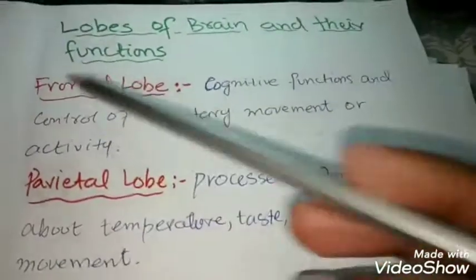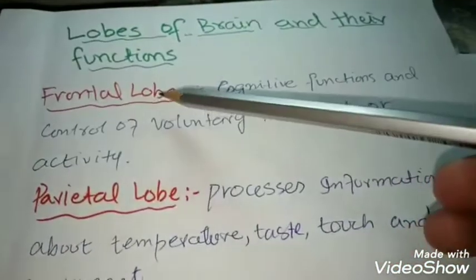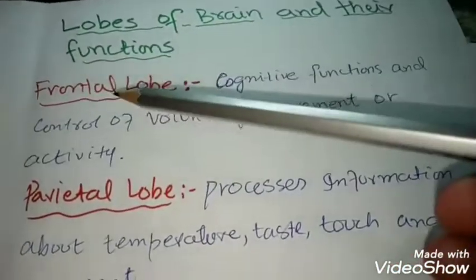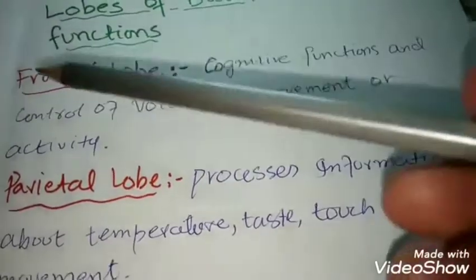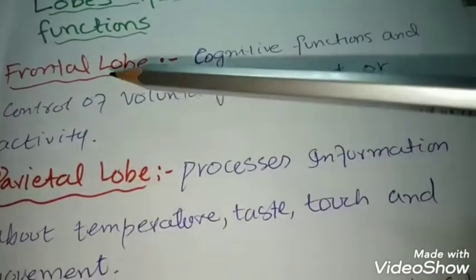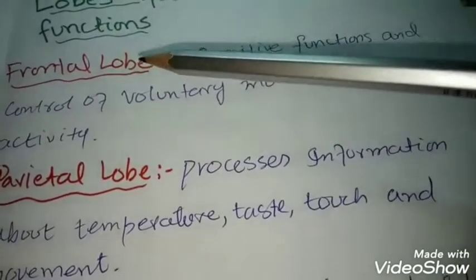Just like frontal lobe is behind the frontal bone. Frontal bone makes your forehead. Frontal lobe is behind your frontal bone. It is behind your, we can say, forehead.